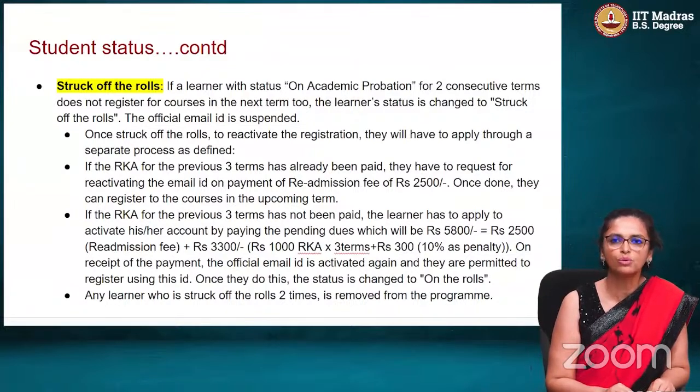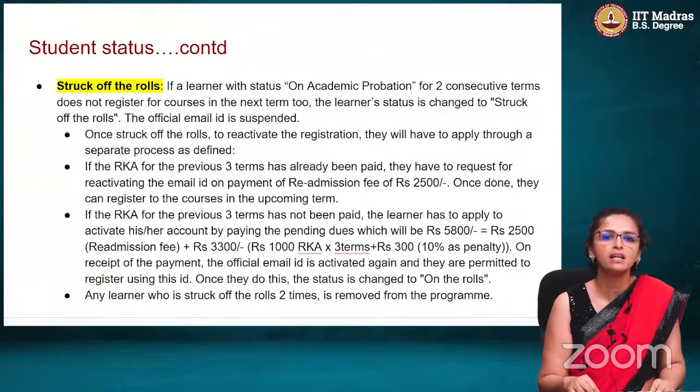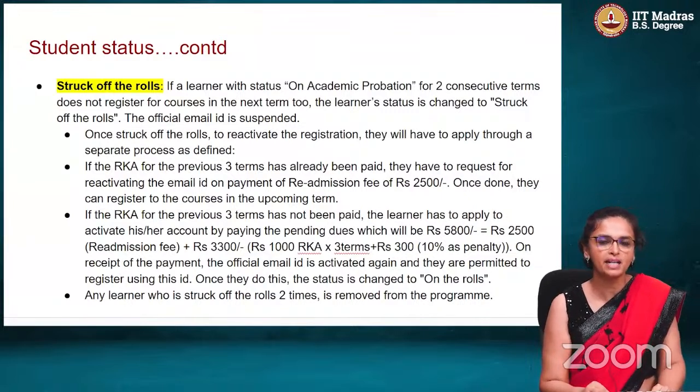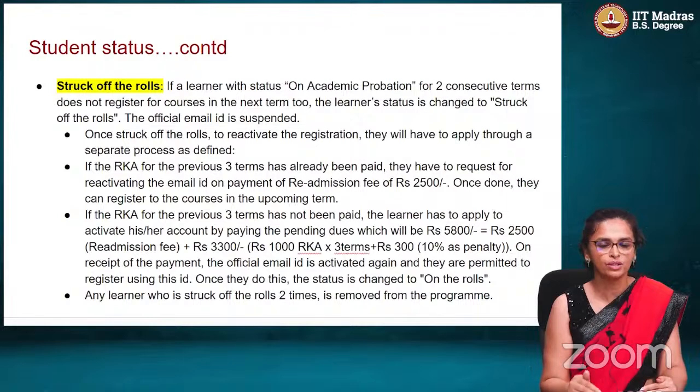So any learner who is struck off the rolls 2 times from the program is removed from the program. So please watch out when taking breaks on whether you are taking continuous breaks in 2 or 3 terms. You also have to be aware of the first point which I said, where a level has to be completed in 9 terms or 3 years.